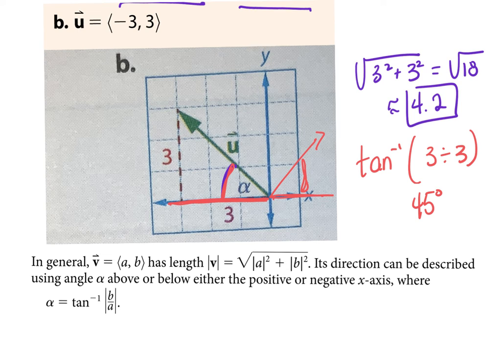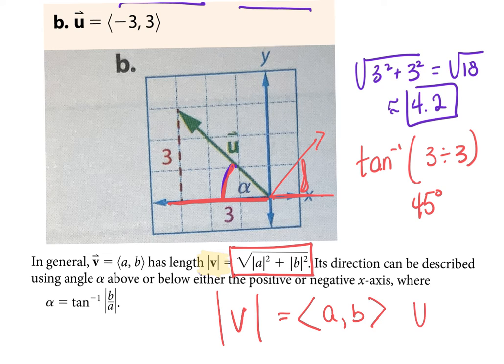Look at the general statement here. To find the magnitude, a couple things I want to point out here. Magnitude is noted, it looks like the absolute value of that v. So when you see that notation, v with that absolute value looking thing, they want the length or the magnitude. The formula is simply your a squared plus your b squared. So if you have it in component form like this and you want the magnitude, you're going to take the square root of those. That is your magnitude. So you need to know that formula.